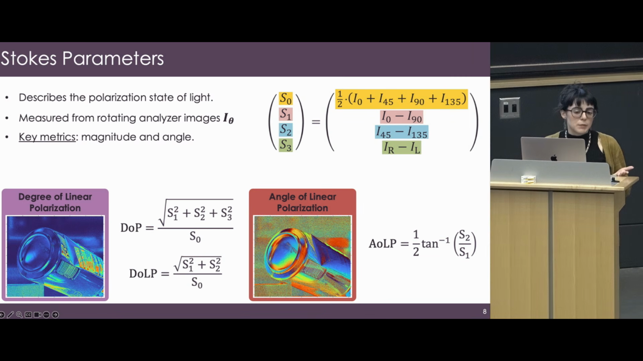Additionally, we use Stokes parameters to get key metrics like magnitude, which is DOLP, degree of linear polarization, which tells us how polarized that light is. When DOLP is 0, the light is completely unpolarized, and when the DOLP is 1, it's completely polarized. Anywhere in between means it's partially polarized. And then angle of linear polarization just tells us the orientation. So what direction is the polarized light?